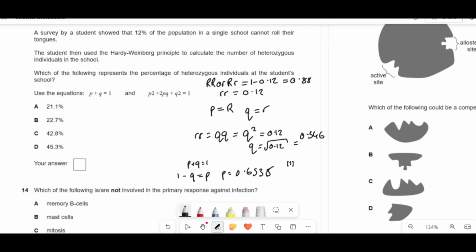This P squared is going to be big R, plus 2PQ, which is big R, little r, or little r, big R. That's why it's 2PQ, because they're the same thing. And then Q squared is going to be little r. So we're looking for the 2PQ. So 2PQ is just going to be 2 times the P, which is 0.6358, times 0.346. So if we do that, we end up getting 0.452, which is roughly 45.2%. So that means the answer to this one is whatever fits that the closest, which is indeed D.